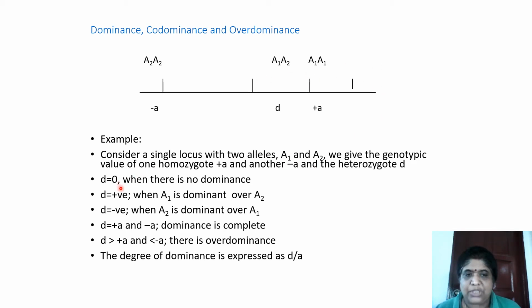So D equals 0 is when there's no dominance. D is positive when A1 is dominant over A2. D is negative when A2 is dominant over A1. D is either positive A or negative A when the dominance is complete. If D is greater than positive A or less than negative A, there is overdominance. Now the degree of dominance is expressed as D over A. This is very important because in quantitative genetics you are supposed to quantify everything in metric values. So you need to understand this concept for the rest of the course.